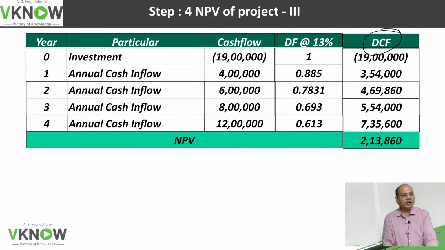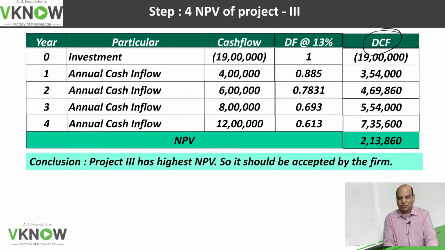Which NPV is highest? Project 3 NPV is highest. Write down the conclusion: Project 3 has the highest NPV, so it should be accepted by the firm.